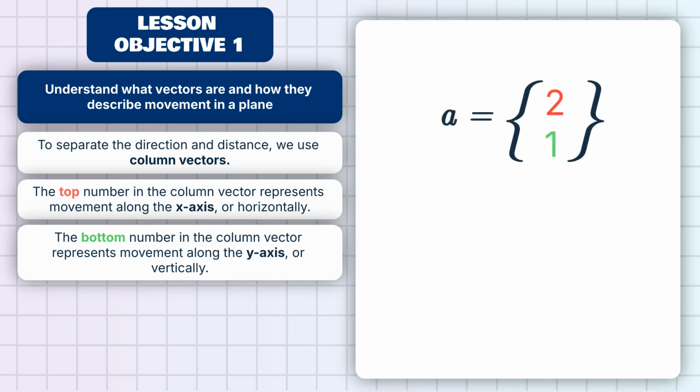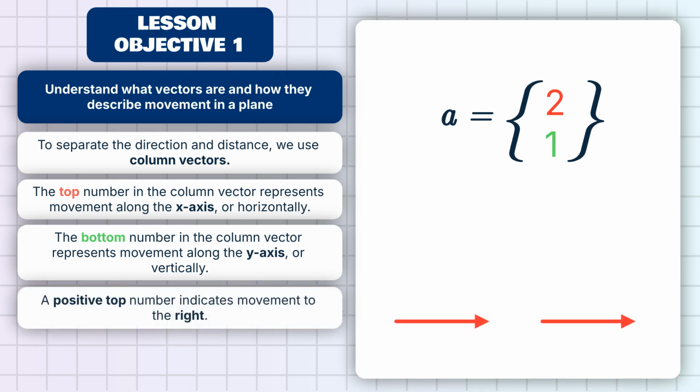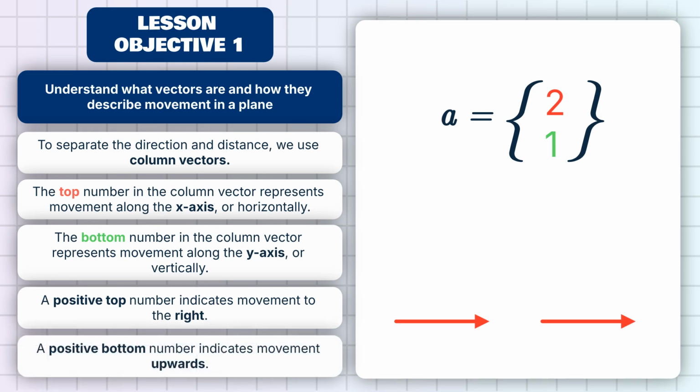For example, a equals 2 over 1 means we would move the shape by 2 units along the x-axis. As the number is positive, the shape must move to the right, but a negative top number would mean moving to the left. The bottom number is positive 1, and therefore we would move the shape by 1 unit up the y-axis. If the number was negative, we would move the shape downward. Column vectors give us both direction and magnitude, as each component tells us how much to move in a particular direction.